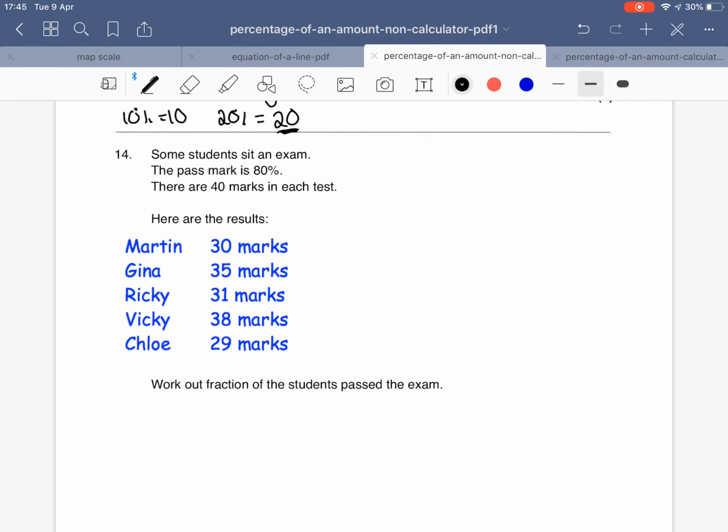Some students sit an exam. The pass mark is 80%. There are 40 marks in each test. Here are the results. What fraction of students pass the exam?